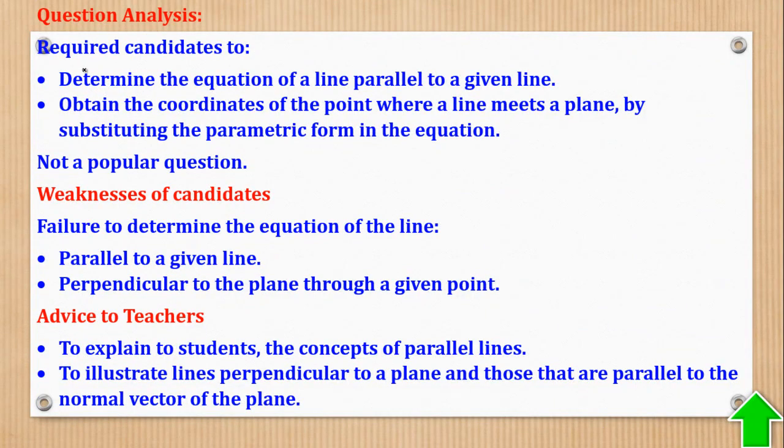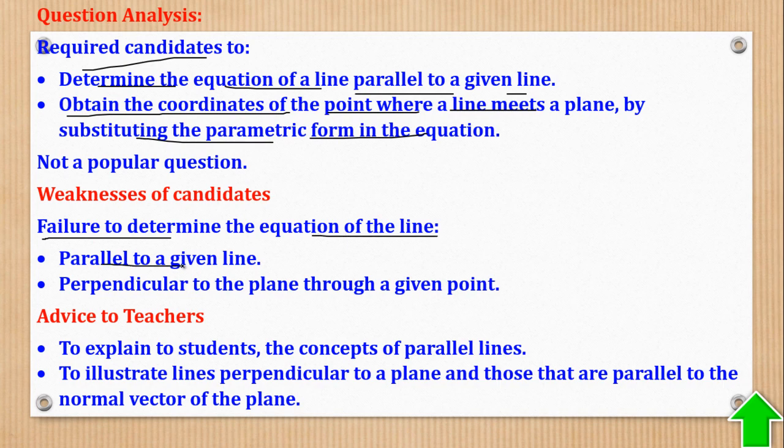So question analysis: the question required candidates to determine the equation of a line parallel to a given line. Then 2, to obtain the coordinates of the point where a line meets a plane by substituting the parametric form in the equation. So weakness was failure to determine the equation of the line parallel to the given line and also perpendicular to the plane. So you know that for a line perpendicular to the plane, its direction vector is similar to the normal vector of the plane. And two parallel lines have the same direction vectors.